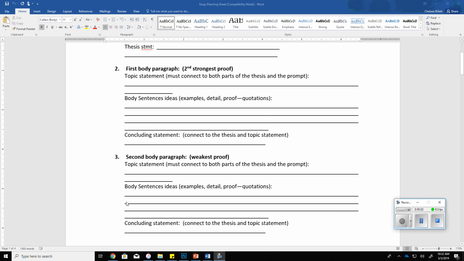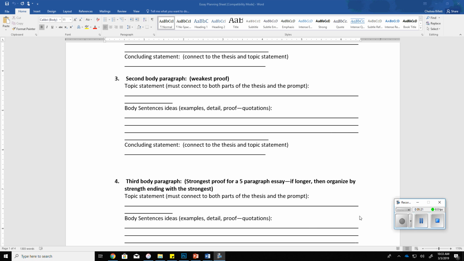So I had said Crooks, Curly's wife, and Lenny. So if those are the individuals you're talking about for discrimination, again, that's just an example. Please don't copy what I did. That's where you'd put that. So you'd have one paragraph about Crooks, one paragraph about Curly's wife, and one paragraph about Lenny.